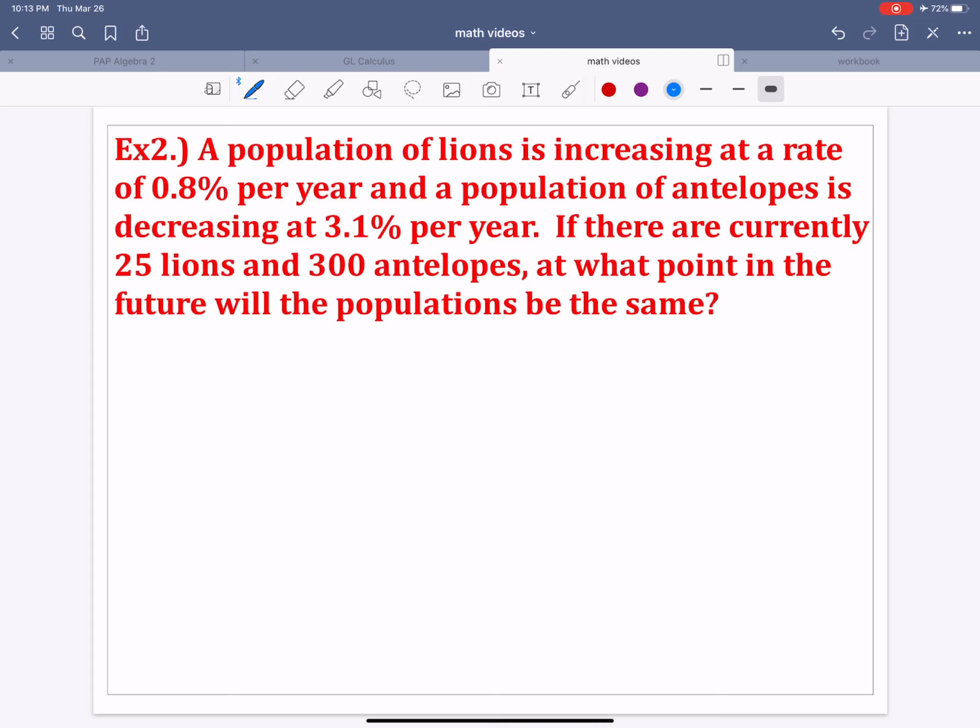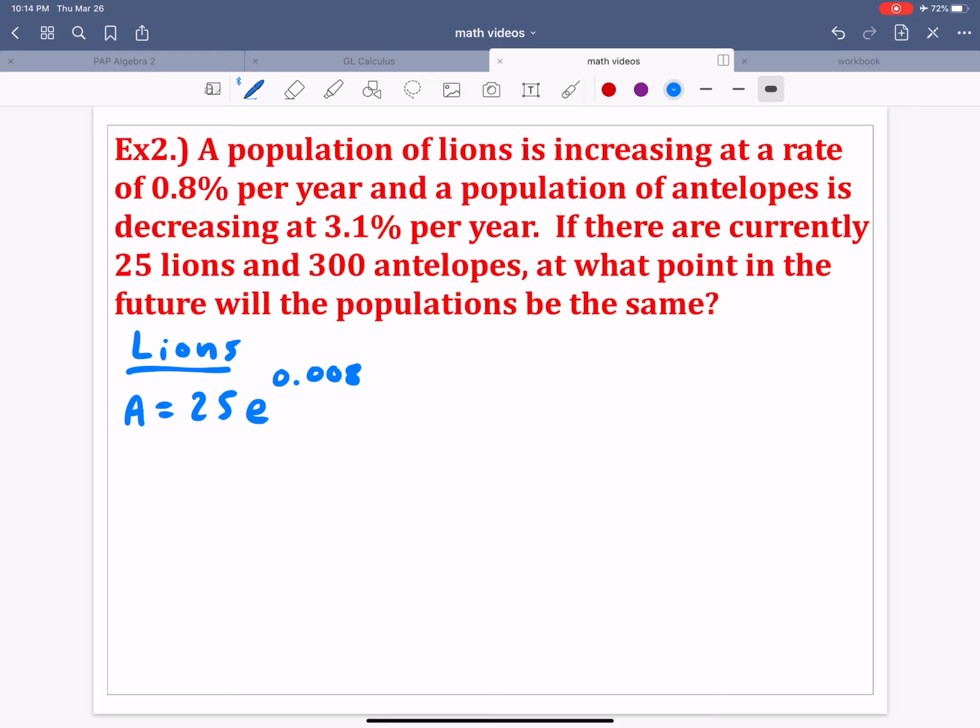So here we go. Let's write some equations here. We have 2 events that are happening, 2 populations that are changing. Let's start by writing an equation for the lions. We don't know what the future value is going to be, but we know our starting value: we're starting with 25 lions. So 25e to the rate. Now be careful on this rate because you need to write it as a decimal, but it's 0.8%, not 8%, so you need 2 zeros there.